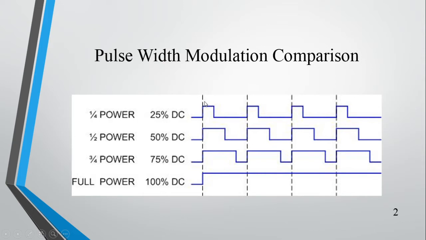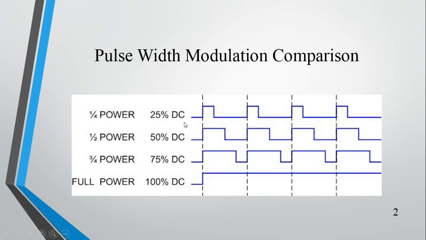So these are the examples of a few PWM signals with varied duty cycle. So here you can see the duty cycle is 25%, here it is 50%, here it is 75%, here it is 100%. So what do you mean by duty cycle of a PWM?